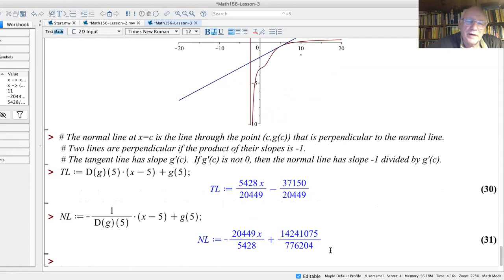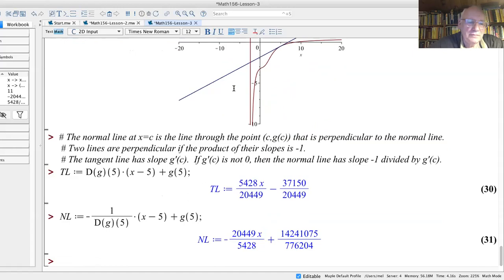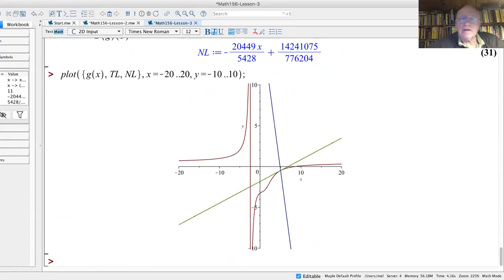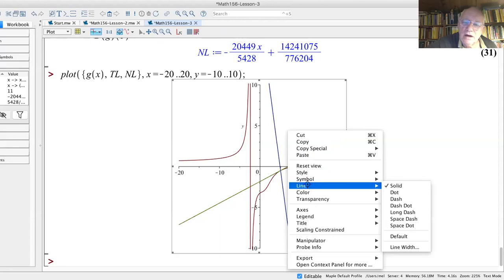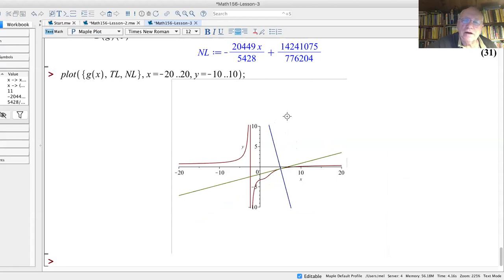You don't want to work this out by hand. That's why we have Maple. And if I go back, and in this graph I now include the normal line, so I can plot these three together. Fantastic. There it is. Now, it doesn't look perpendicular because it's not drawn to scale. If I want to draw it to scale, I click on the inside, go to scaling constraint, and now it is drawn to scale.